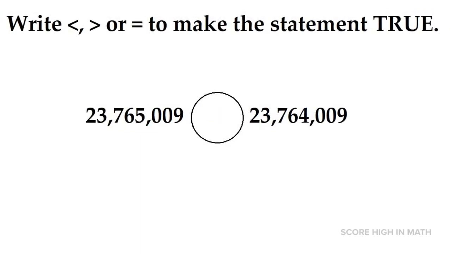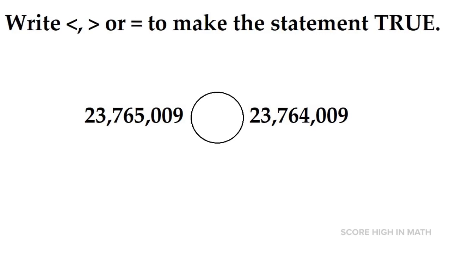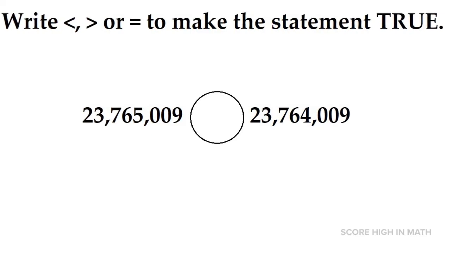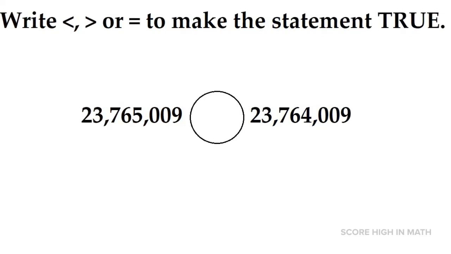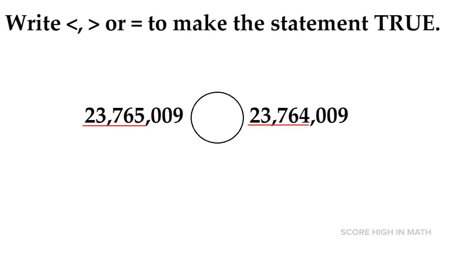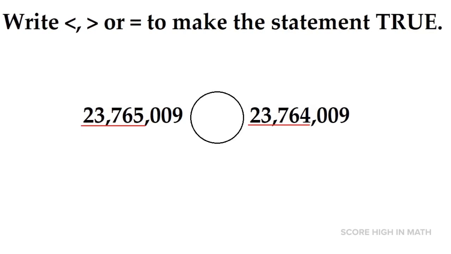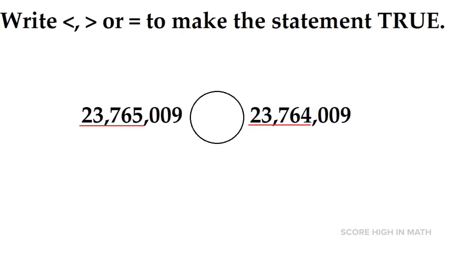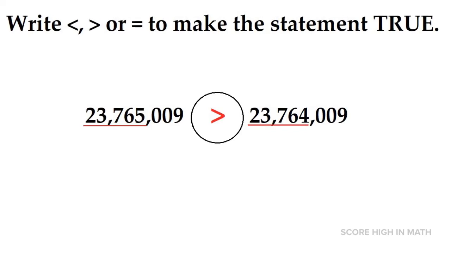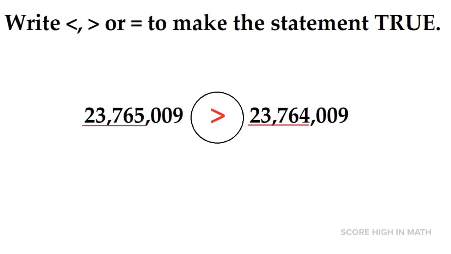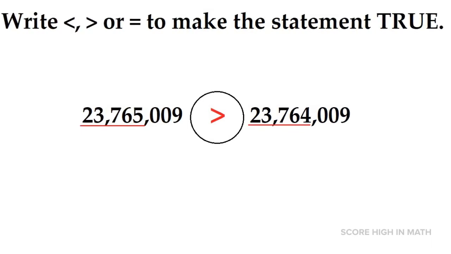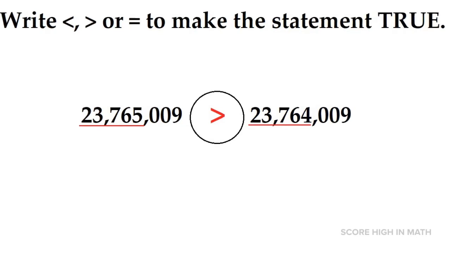Let us work on another example so that you can understand it well. Let us compare 23,765,009 with 23,764,009. You can see right away that 23,765,000 is bigger than 23,764,000. So, remember the mouth of the symbol will always face the bigger value. Therefore, 23,765,009 is bigger than 23,764,009.